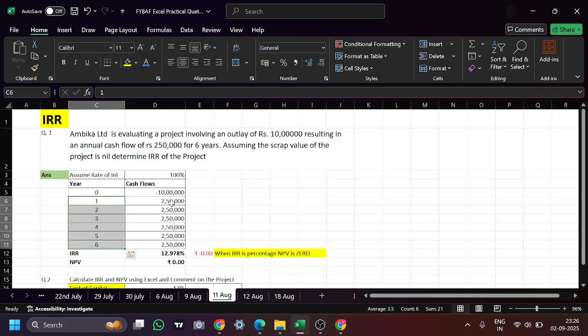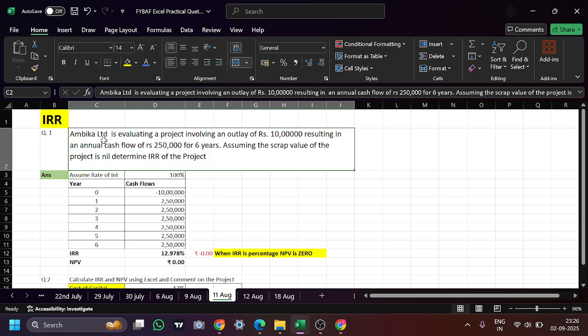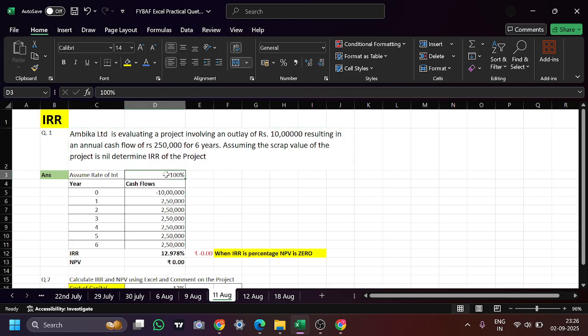have written 2,50,000 each. Now when the IRR is any percentage, your NPV is what? 0. This we have seen under the theory part, right? Now the IRR becomes any percentage, the NPV is going to be 0. Now to calculate the IRR, we need to assume the rate of return. The rate of return is not given in the question, if you have noticed. So we need to assume the rate of return. Rate of return under IRR method can be anything. The way you want to assume it can be 100%, 80%, 30%, 40%, anything.